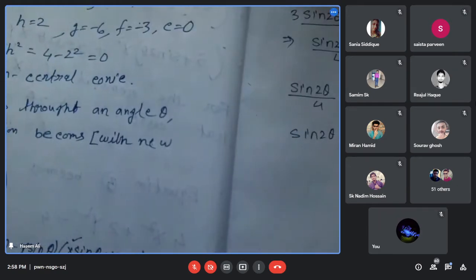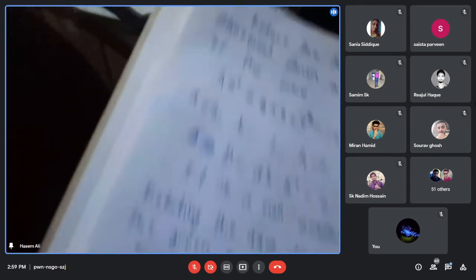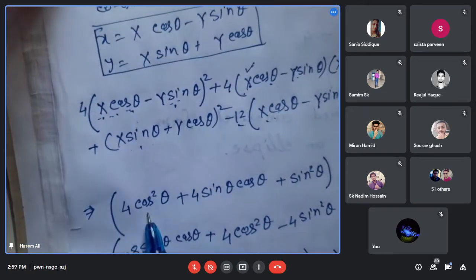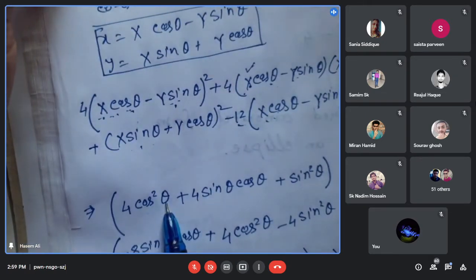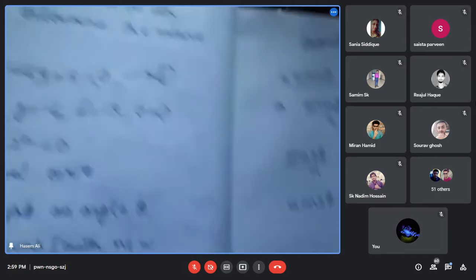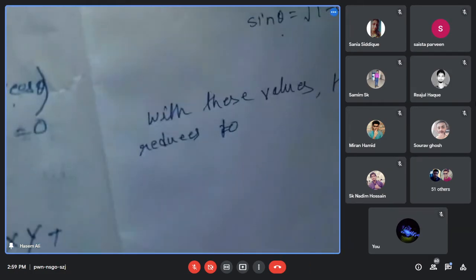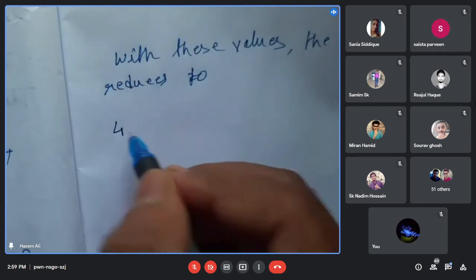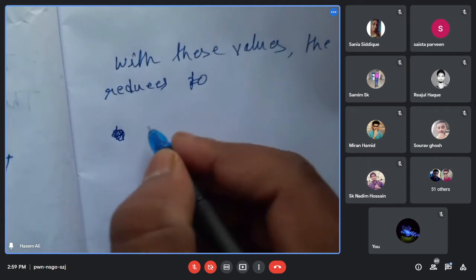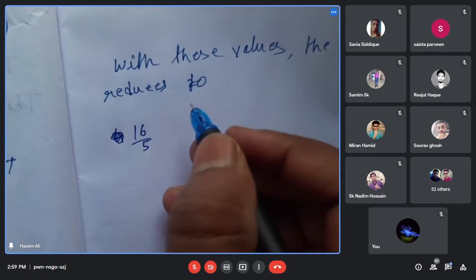Just put the values. See the coefficient of x square. Here it is 4 cos square theta, and cos square theta is 4 by 5. Just put the values. So I am writing this here: 4 into cos square theta, and cos square theta is 4 by 5. That means 16 by 5, plus 4 sin theta cos theta.